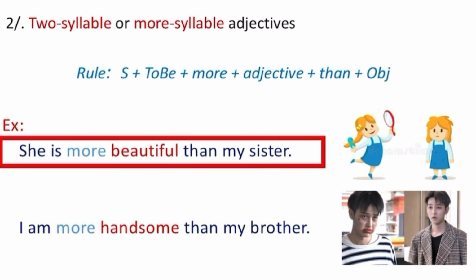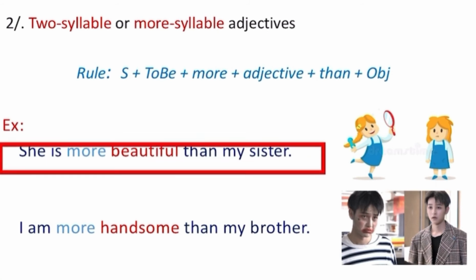So you compare two persons, she with my sister. So she is a subject, is a verb to be, more here, we add more. More is from the rule, and beautiful is the adjective that you want to compare. Than is from the rule, and my sister is a complete thought or an object. Okay, let's see another example.